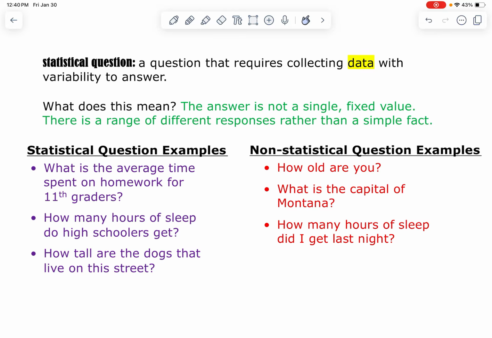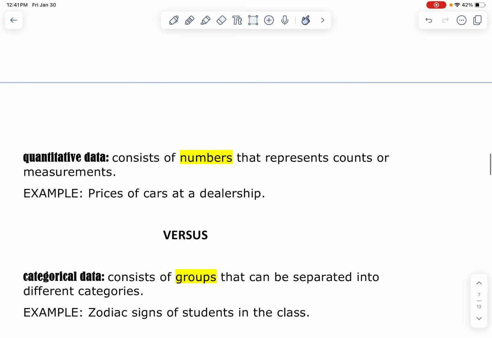Which is the most popular visual art form: photography, painting, sculpting, or drawing? That you'd still need to collect data on. That's still a statistical question. Something like how many lithographs were created by the artist M.C. Escher? Not a statistical question because that's a fixed number. Okay, anyways.